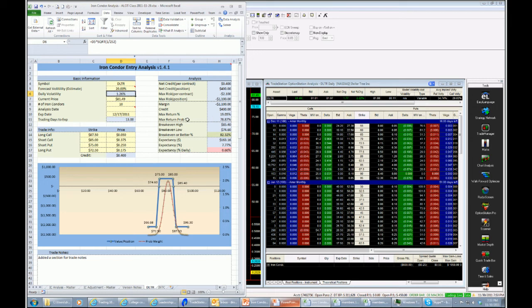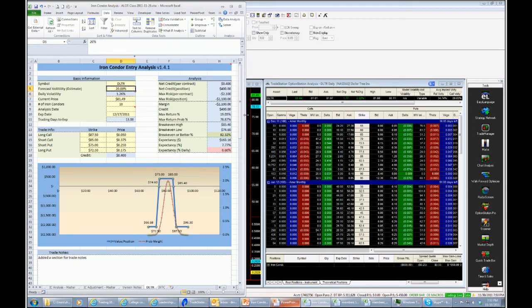The max return probability, basically of getting into this trade, is driven very much by this forecast volatility number here. The max return probability, the probability that we're going to have the price end between $75 and $85 is 78.87%.